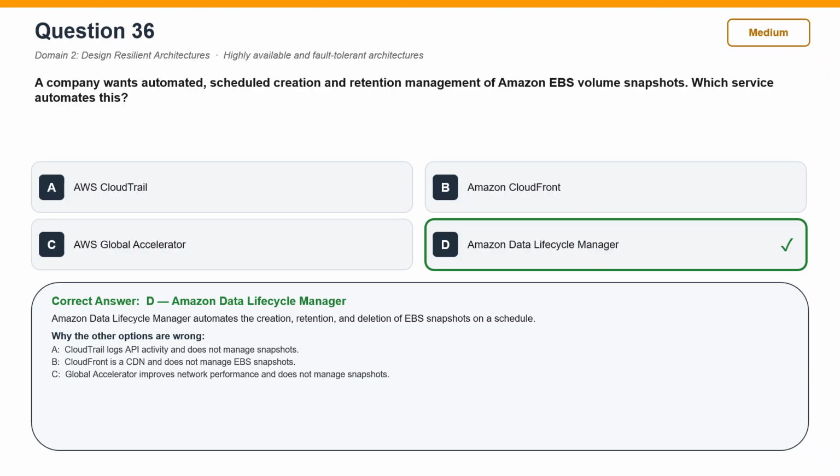AWS CloudTrail is incorrect. CloudTrail logs API activity and does not manage snapshots. Amazon CloudFront is incorrect. CloudFront is a CDN and does not manage EBS snapshots. AWS Global Accelerator is incorrect. Global Accelerator improves network performance and does not manage snapshots.